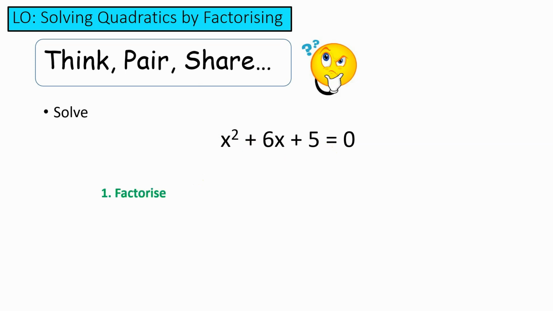So our first step would be to factorise. So if I factorise this one, I'm going to get x plus 3. Oh, no, I'm not. Let me cross that out. I'm going to get x plus 5, x plus 1, because 1 times 5 is 5, and 5 plus 1 is 6. And that still equals 0. All I've done is change how this left side looks. So that's my first step all the time.